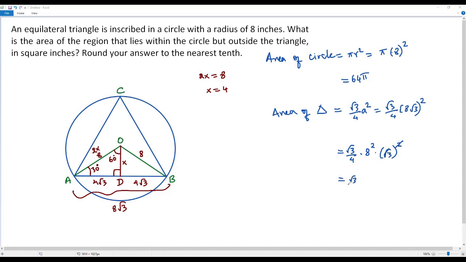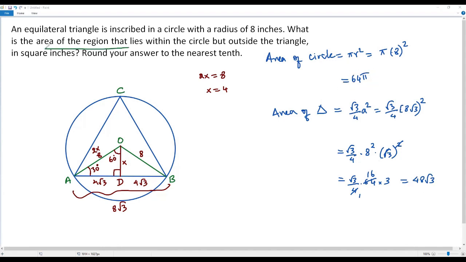Then I'm getting square root of 3 over 4 times the value of 8 square is 64, and here we have 3. 4 goes into 4 1 times and 4 goes into 64 16 times. Okay, when I multiply this 3 and 16, I'm getting 48. 48 times square root of 3. Let me write it over here. Okay, here I got the area of the circle and area of the equilateral triangle.